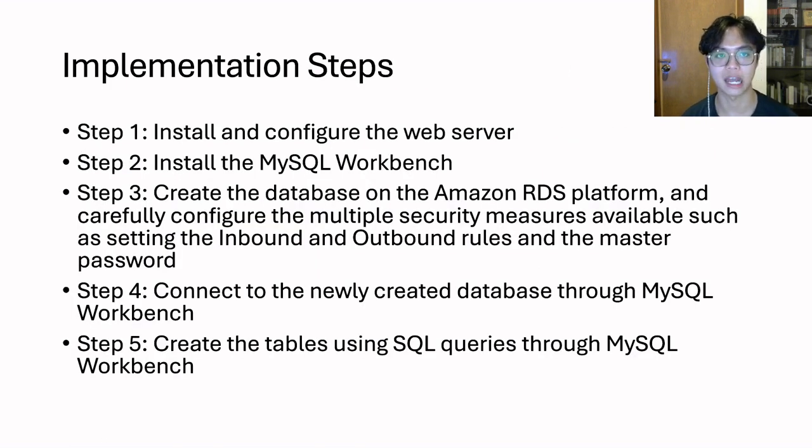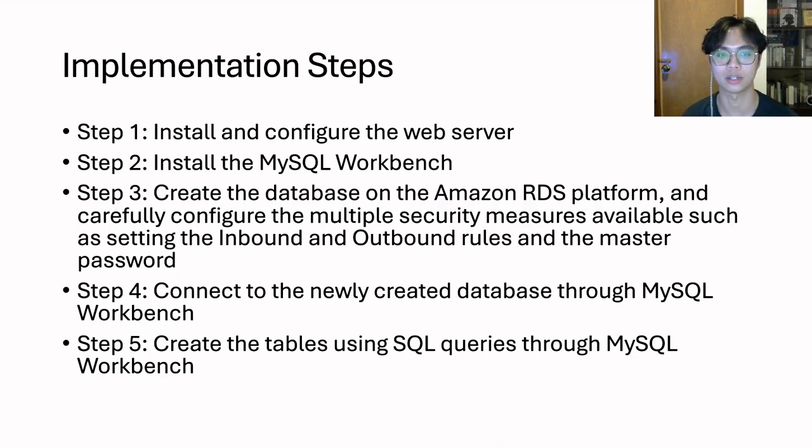So the first two steps will be to install and configure the web server and the MySQL workbench on your local PC. And after that, we can create a database on the Amazon RDS platform and carefully configure the multiple security measures that are available, such as setting the inbound and outbound rules and the master password. And if you have finished the first 3 steps correctly, you should be able to connect to the newly created database through your MySQL workbench with no problem.